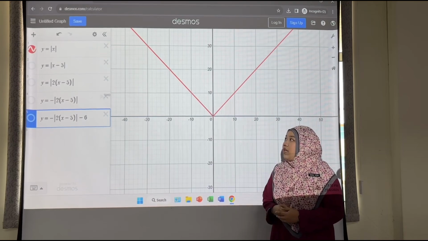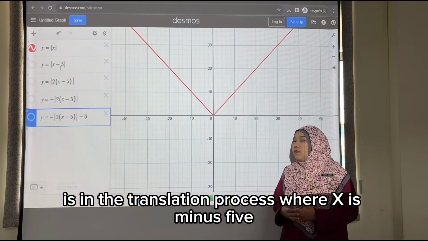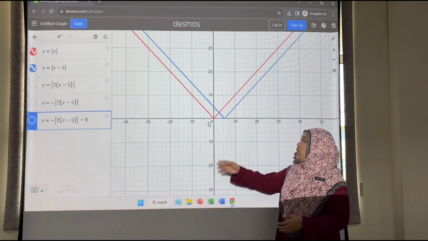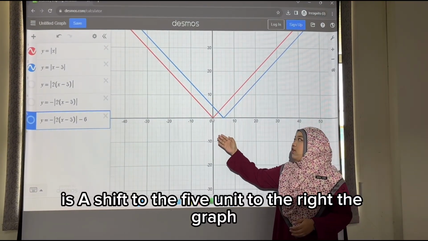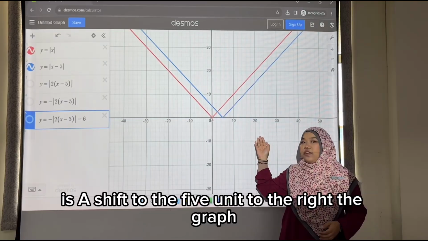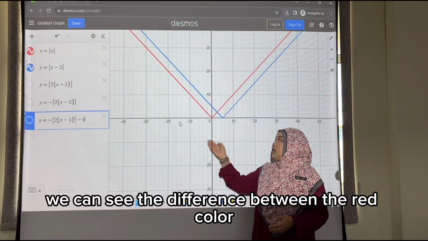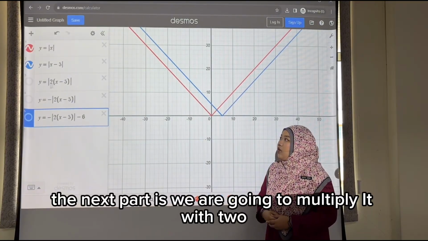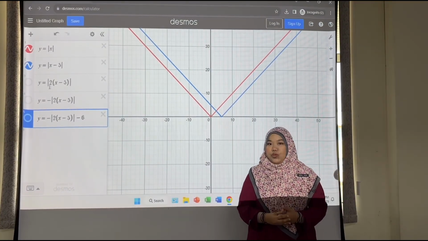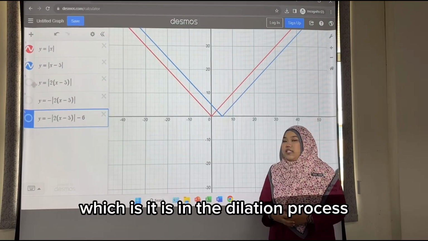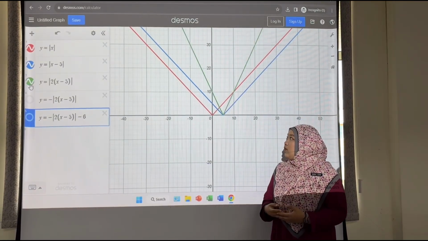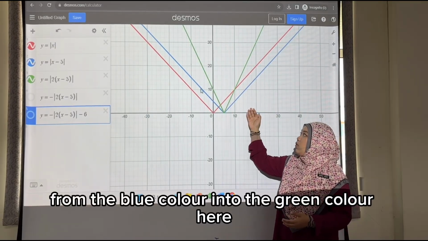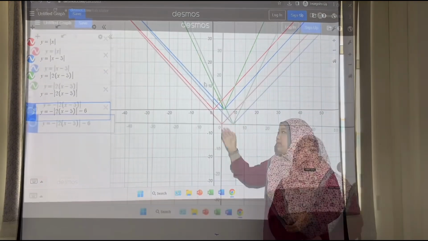Then the next step is the translation process, where x is minus 5, and then we will get the graph shifted 5 units to the right. We can see the difference between the red color and the blue color graph here. The next part is we multiply by 2, which is the dilation process. So the graph here shrinks from the blue color into the green color.